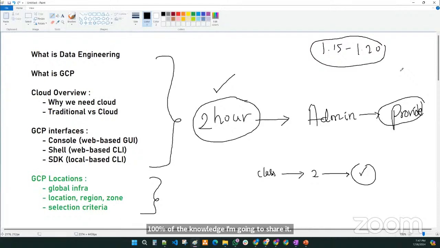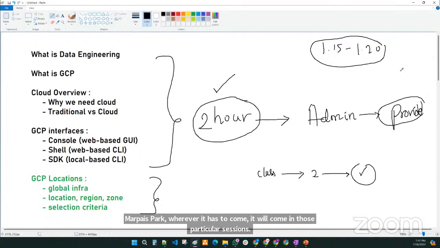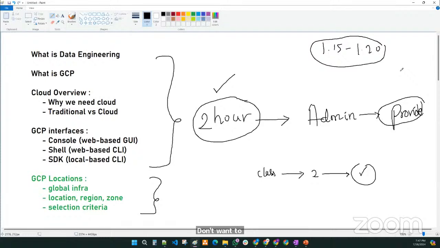Wherever Python has to come, it will come in those particular sessions. Wherever SQL development or Apache Beam or PySpark has to come, it will come in those particular sessions. Don't worry, the structure of the course is properly planned. I am not just teaching this batch; I've been teaching it for the last 1.5 years. Almost 90% of people got placed from this course. You can have very good confidence in the course.